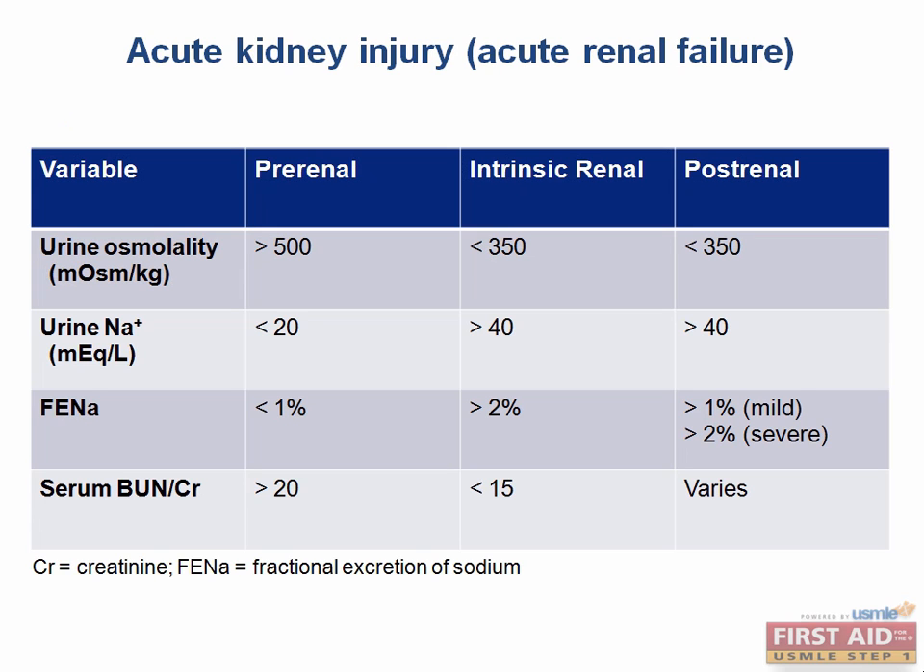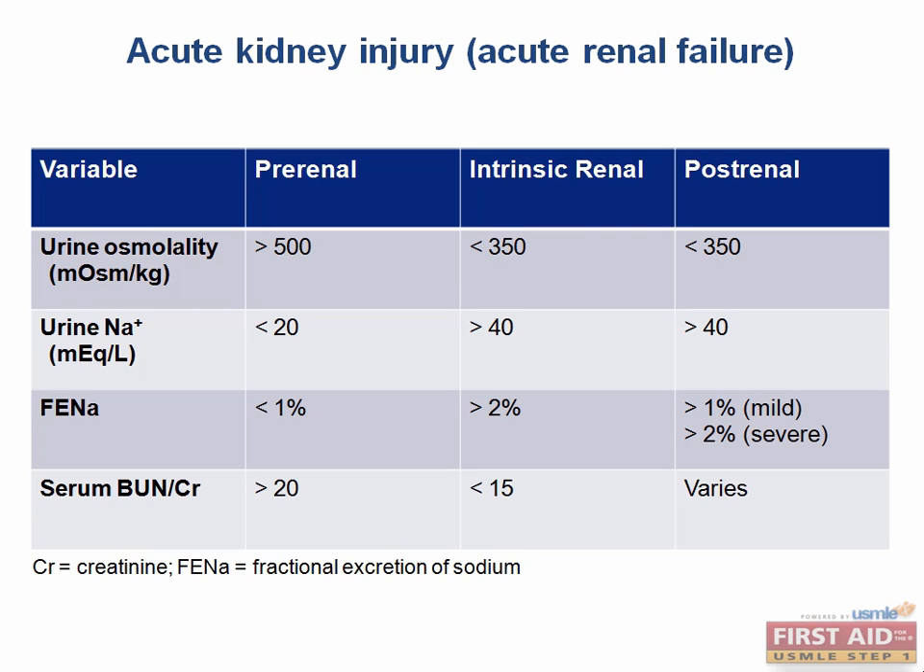Now let's look at some of the lab values that will help you distinguish the different types of renal failure. If urine osmolarity is higher than 500 milliosmoles per kilogram, then you know that it's prerenal because the kidneys are appropriately concentrating the urine. If urine sodium concentration is greater than 40, then you know that the renal failure is either intrinsic or postrenal because the kidneys are unable to reabsorb sodium and it's being excreted into the urine.